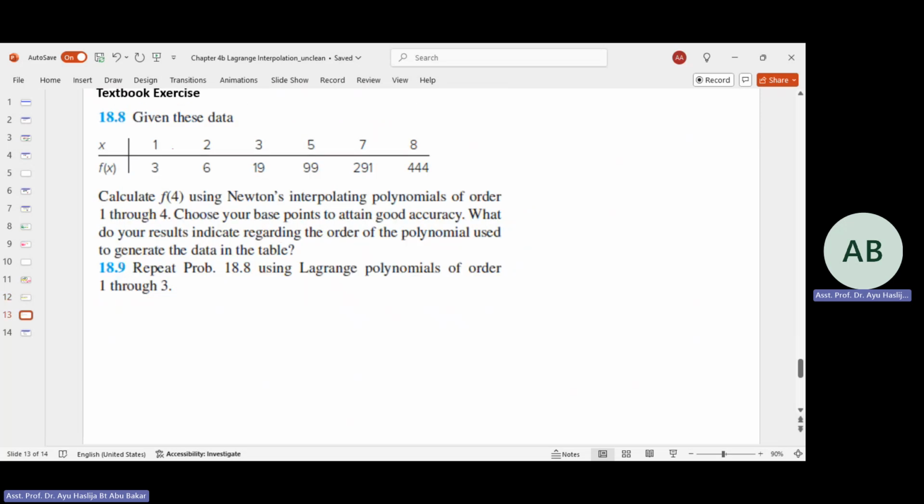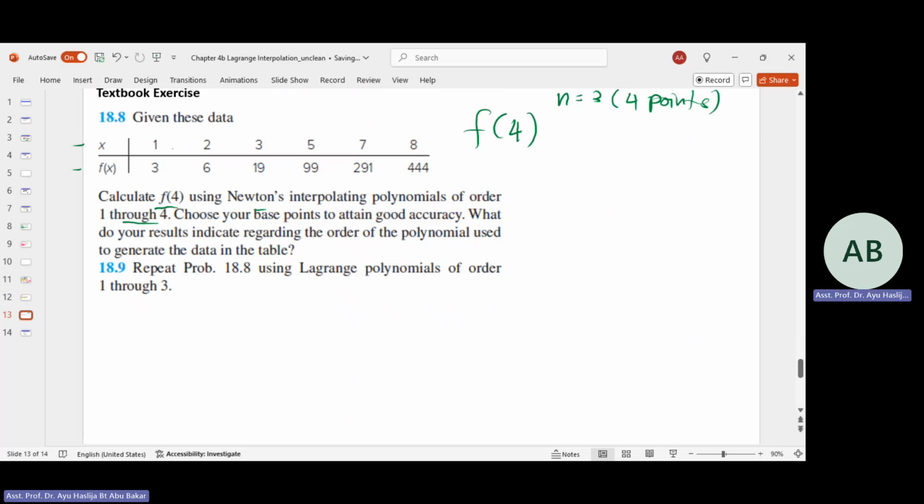Okay, this one is from the textbook as well. This question gives you the data set. Calculate F4 using Newton of order 1 through 4. But for this one, I just want to ask you. This is your data set. It asks you to calculate F4. Let's say n equals 3, for example. Now, for 3 we know there are 4 points.